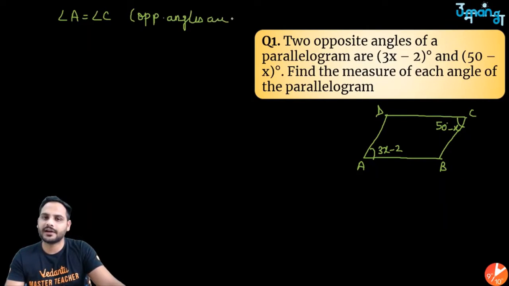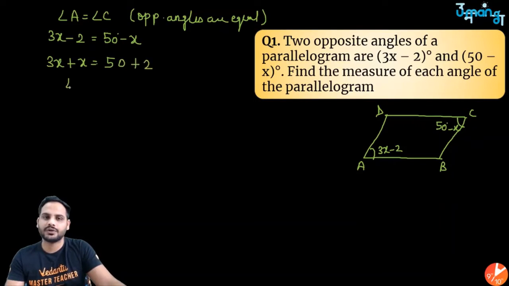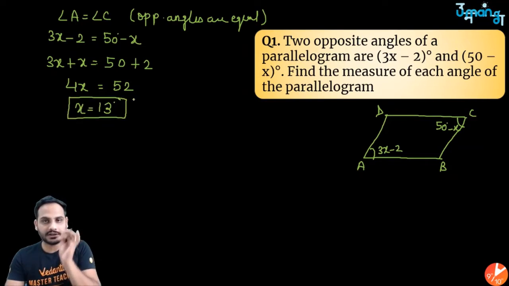Opposite angles are equal. So angle A and angle C will be equal. So 3x minus 2 is equal to 50 minus x. Shift minus x over there, minus 2 over here. So 3x plus x is equal to 50 plus 2. So 4x is equal to 52 and x is equal to 13. X is 13, not the angle.